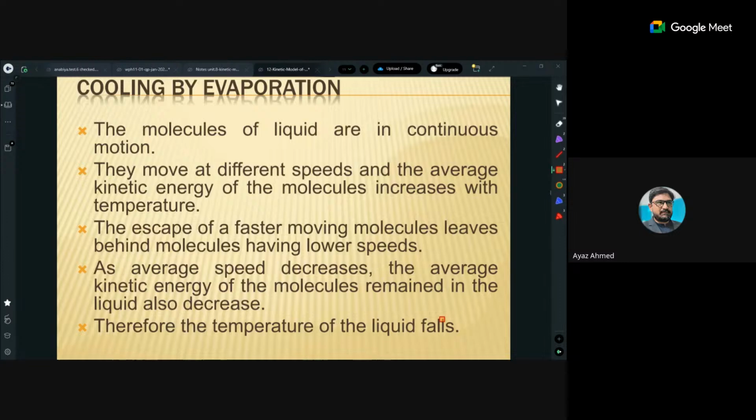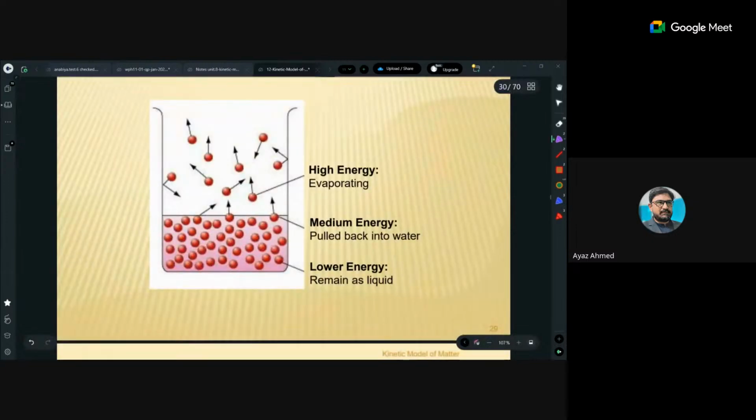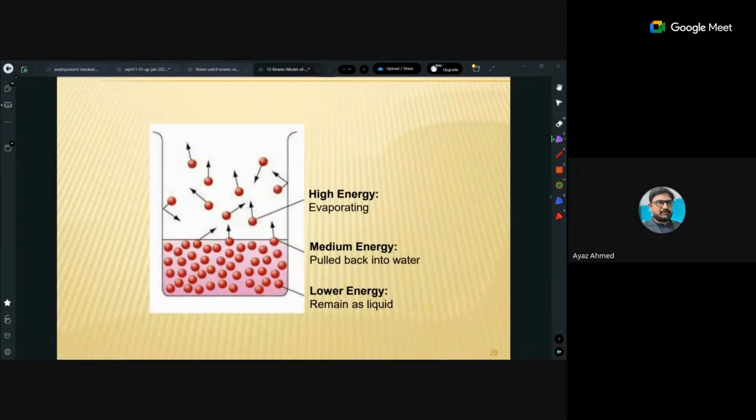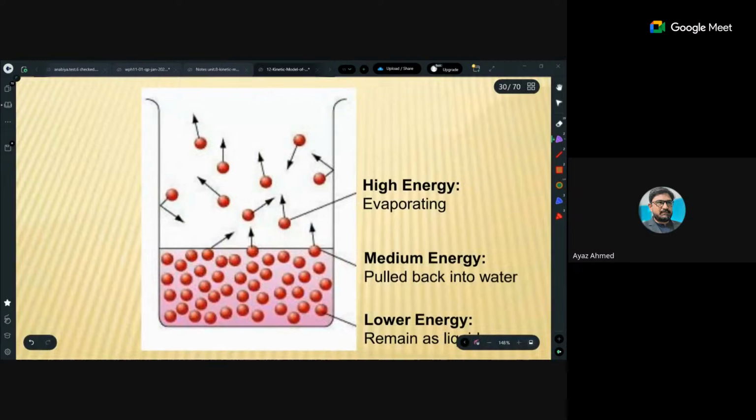तो इसलिए आप लोगों ने याद रखना, this is a very very important slide for you all. ठीक है ना, कि आपके पास evaporation में cooling कैसे होती है. So you have to keep all these points in your mind. That's basically the graphical representation of that. That high energy molecules are evaporating. Then these are the medium energy molecules, and these are the low energy molecules.